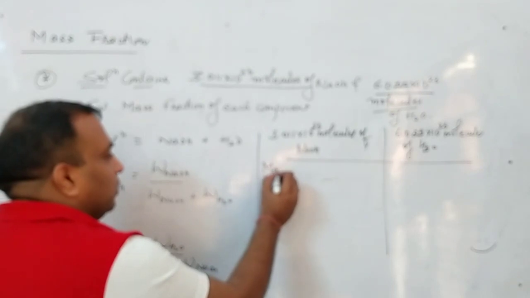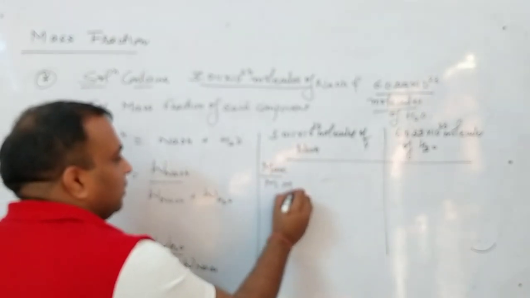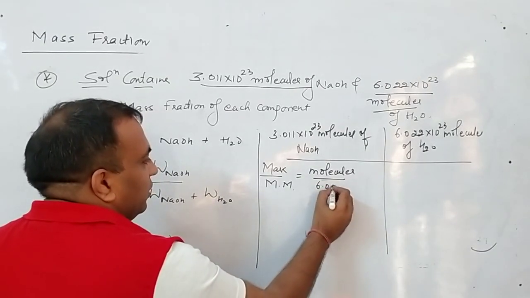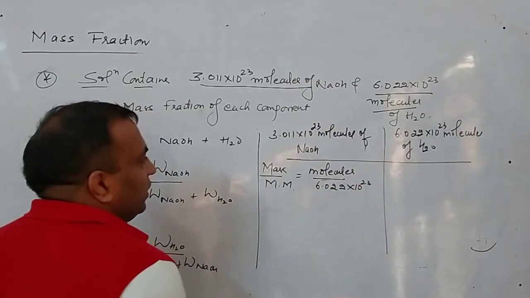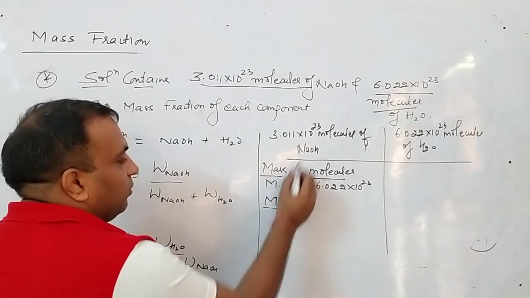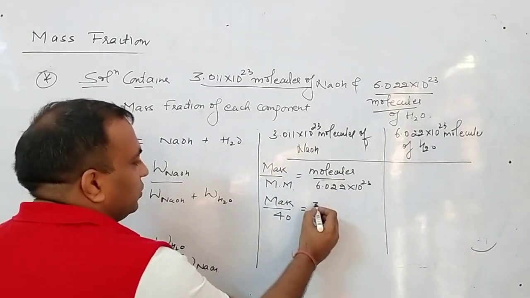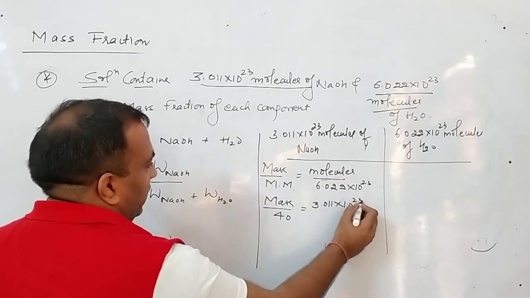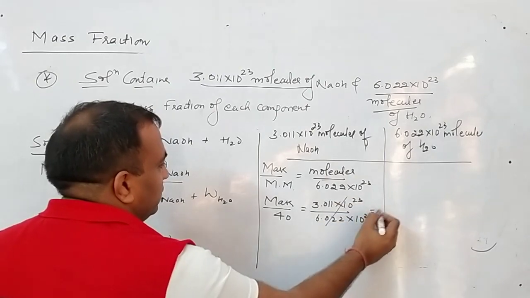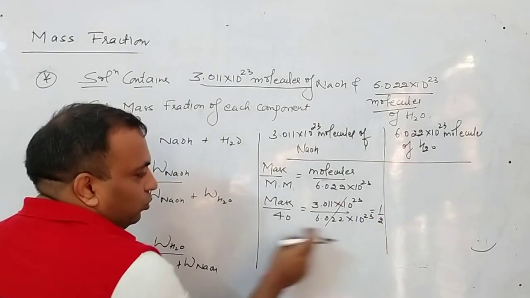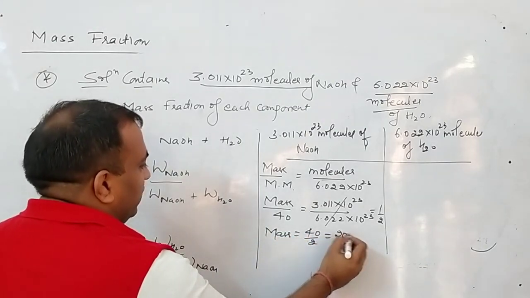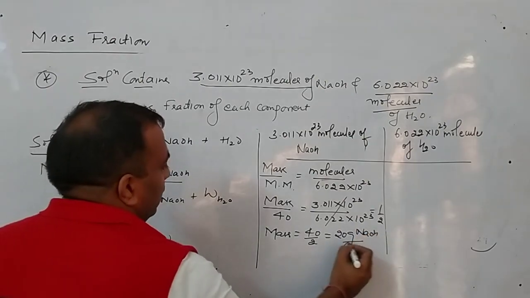So mass upon molar mass equals molecules upon 6.022 × 10^23. So mass I have to calculate upon the molecular mass of NaOH, which is 40. Molecules are given, 3.011 × 10^23 upon 6.022 × 10^23. On cutting, this comes out to be 1 by 2. And on this side, the mass comes out to be 40 by 2, that is 20 gram of NaOH.